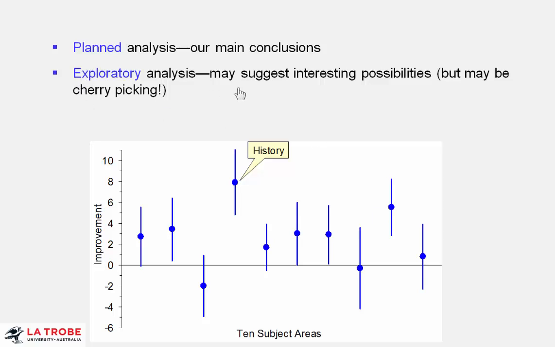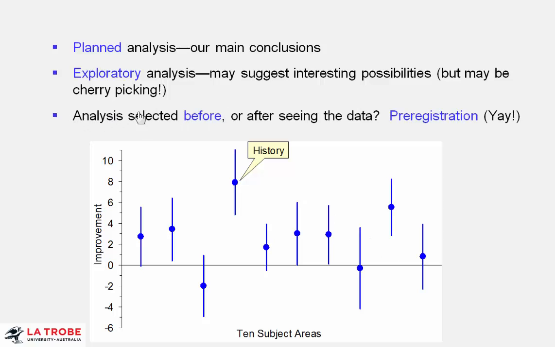Now, exploration can be very valuable because research is always unpredictable, and some really interesting things may appear first as what might be just little fluctuations. And so you might decide that the result of exploration could be quite interesting speculations, possibly even worth following up in future research. But they're not something we can claim as a firm conclusion. The key question is, was the analysis selected in advance or after seeing the data?